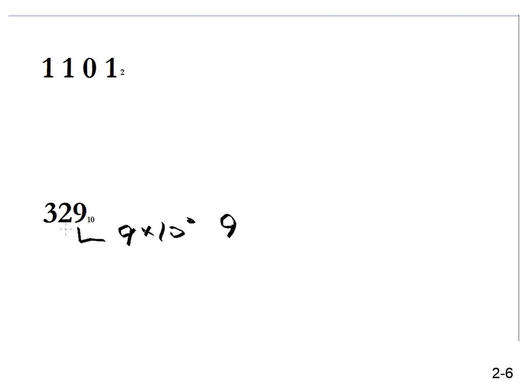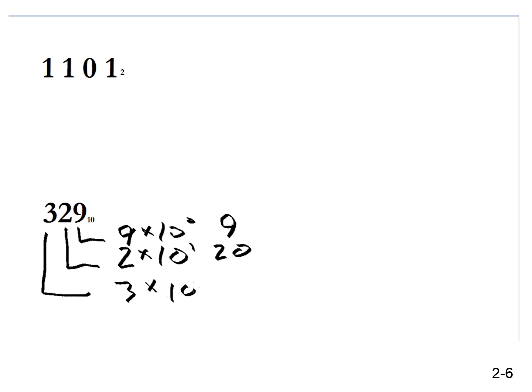Here we've got 2 times 10 to the first, which is 20. And then we've got 3 times what? 10 squared, which is 3 times 100, which is 300. So obviously those yield 329.